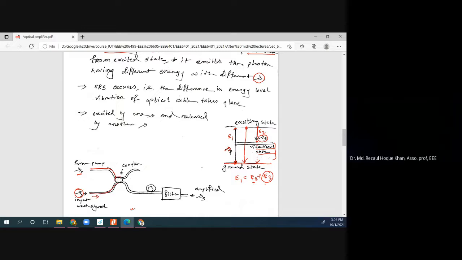This is a coupler. What will happen? This pump goes to a higher energy. The energy signal goes to higher energy, and it loses E2.